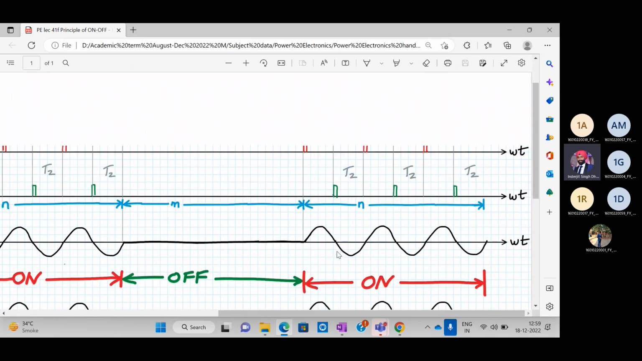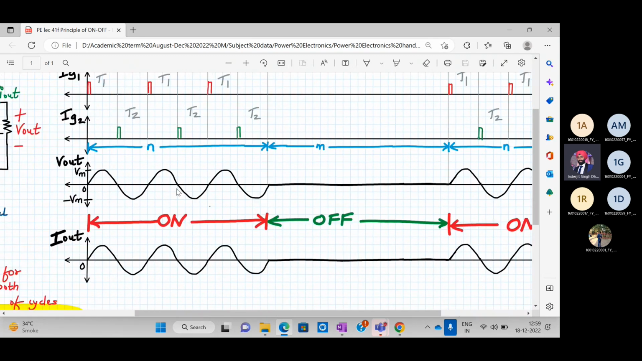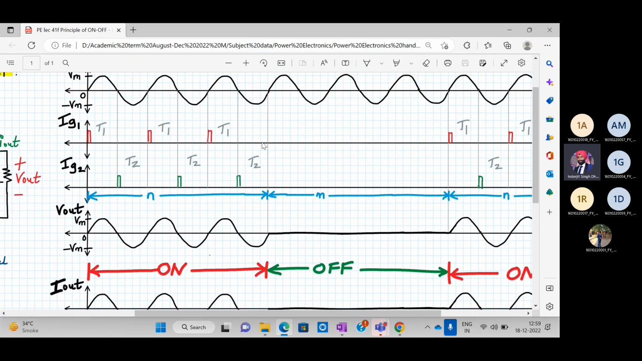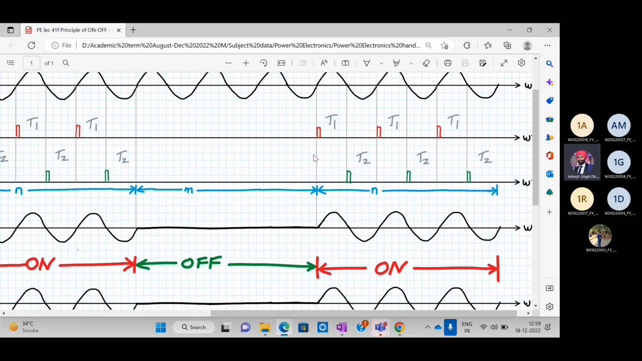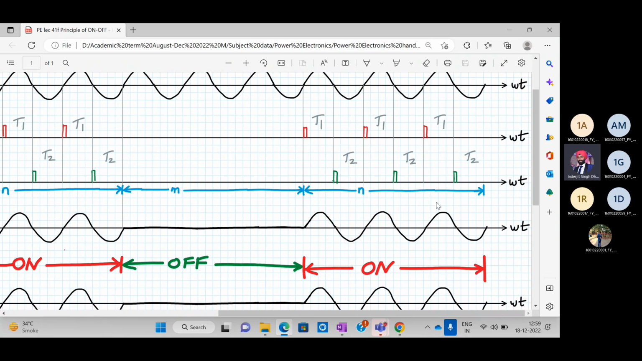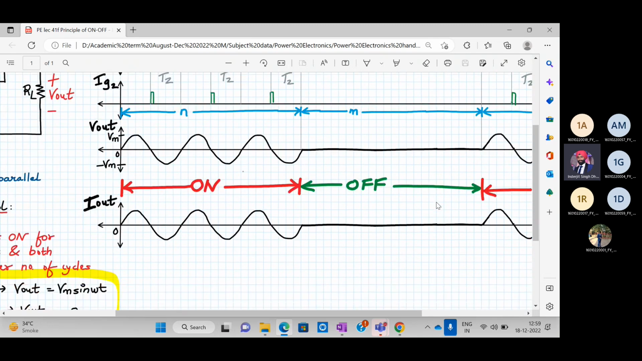So this is the principle of on-off control. You keep both the SCRs on for some time, then you keep both SCRs off, and then again alternatively keep them on, so that you get this kind of nature. Did you understand what we mean by the principle of on-off control, everyone? Very, very simple, nothing great in it.